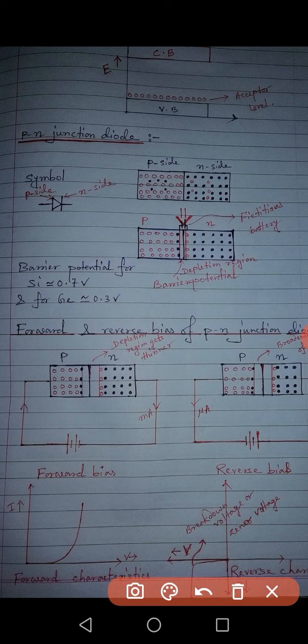The reason is that if this potential does not exceed the barrier potential, it is actually creating a barrier in the movement of the charge carrier. So if it does not exceed the barrier potential, then we will not get any current in the circuit. As I told you, the value of barrier potential can be 0.7 for silicon, 0.3 for germanium.